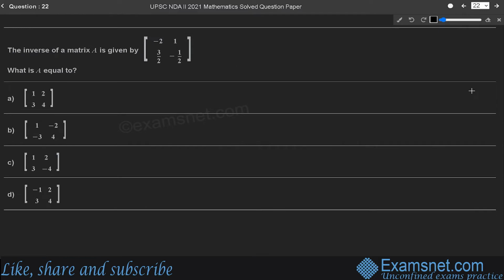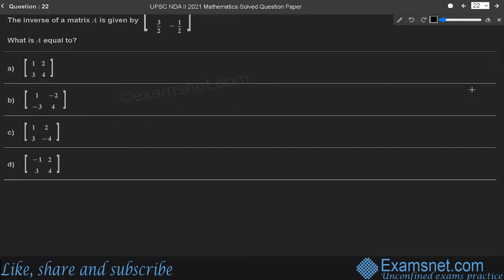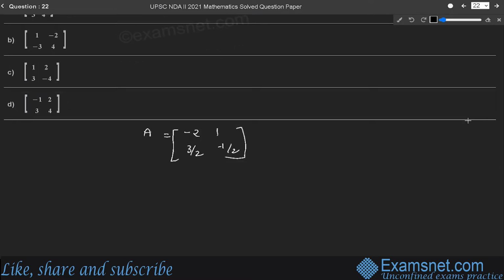Next question is, the inverse of a matrix A is given by the matrix with rows -2, 1 and 3/2, -1/2. Then what is A equal to? We have to find the value of A. So first let us write this matrix. So first let us find the determinant of this matrix. The determinant will be -2 into -1/2 - 3/2, which will be equal to -1/2. Determinant is not equal to 0.